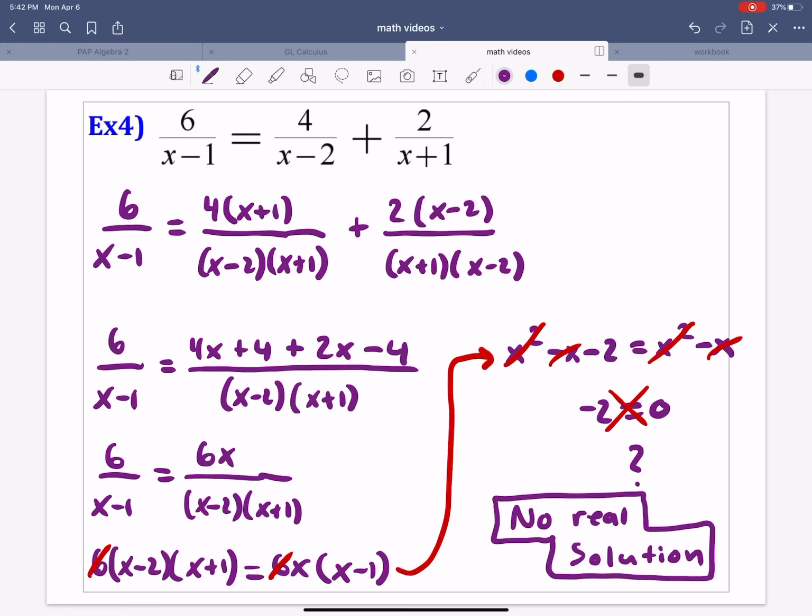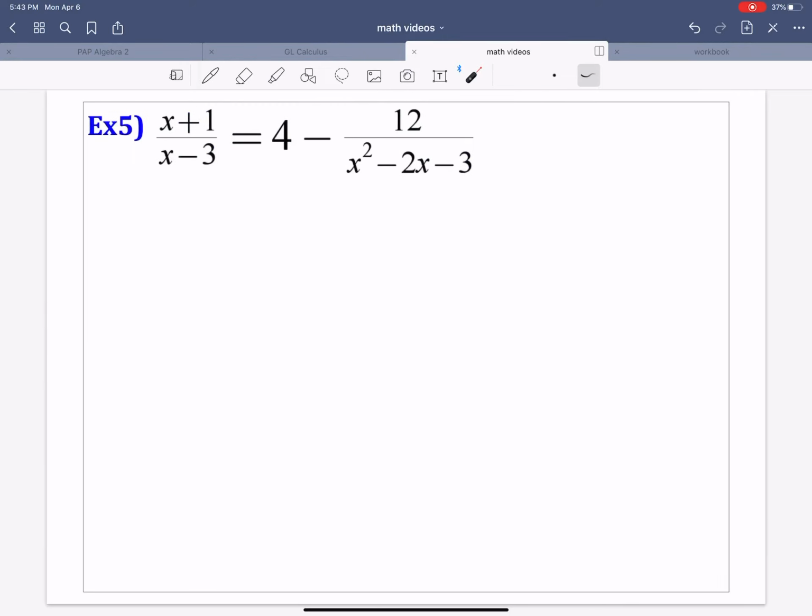Don't be surprised if that happens again. When you get a number that equals 0 that's not supposed to equal 0, the conclusion that you make is no real solution. Think back to chapter 3 when we did systems of equations. Listen, guys, I just got one more to do with you here. This is example 5, and let's just get after it.